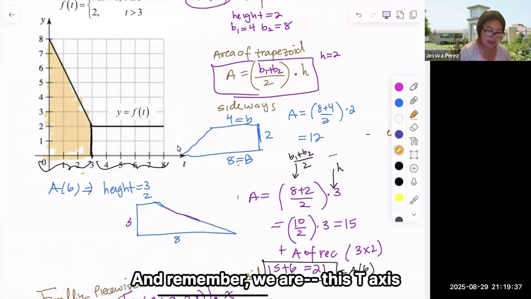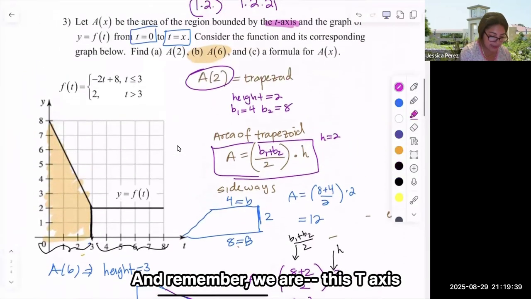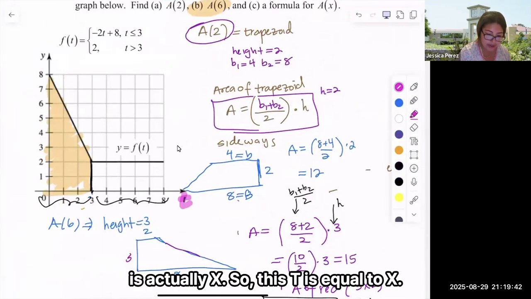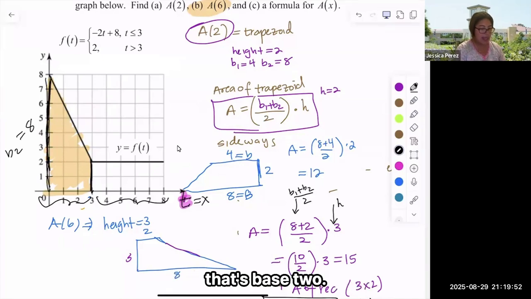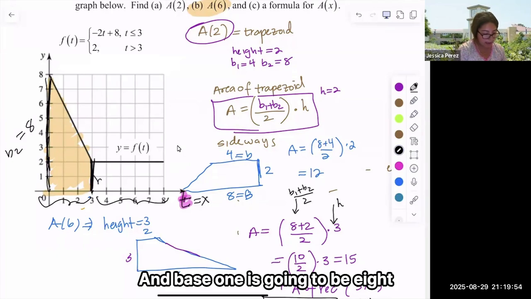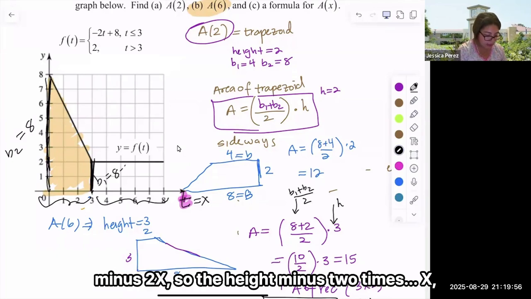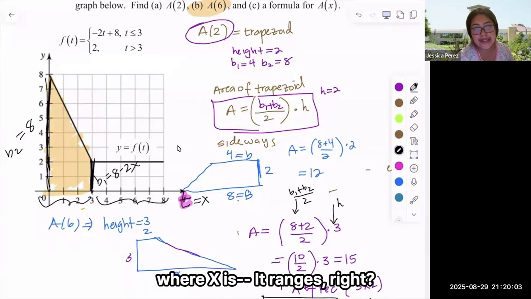And remember, this t-axis is actually x. So this t is equal to x. We know one of the bases is 8. That's base 2. And base 1 is going to be 8 minus 2x. The height is x, where x ranges, right?